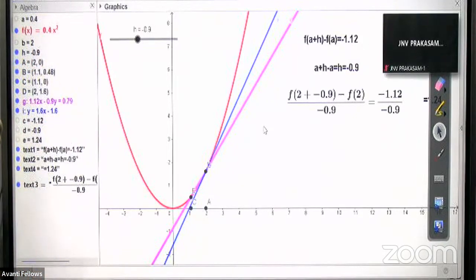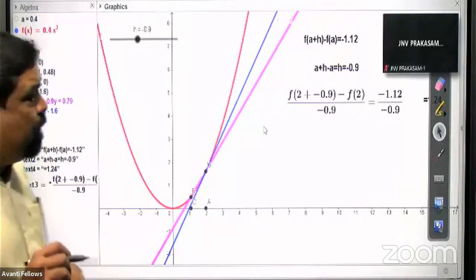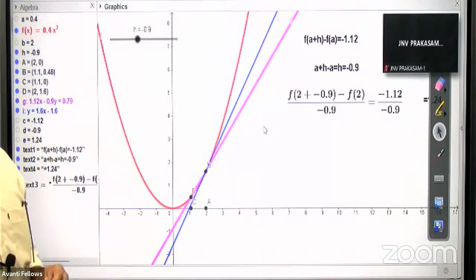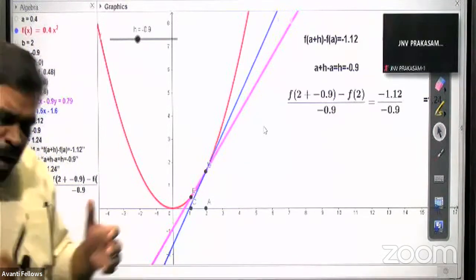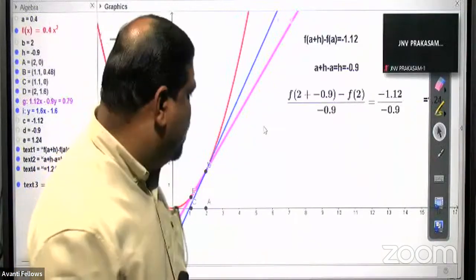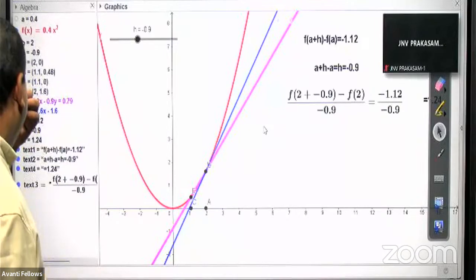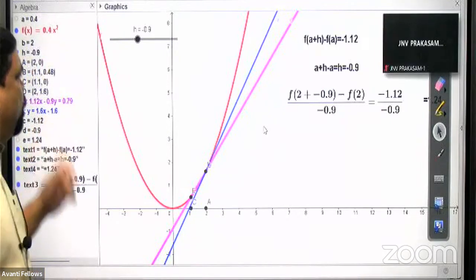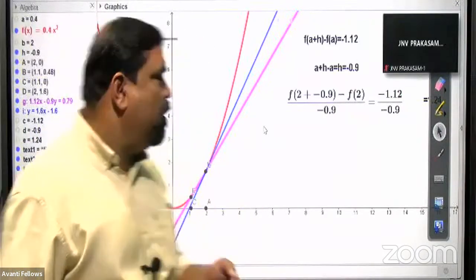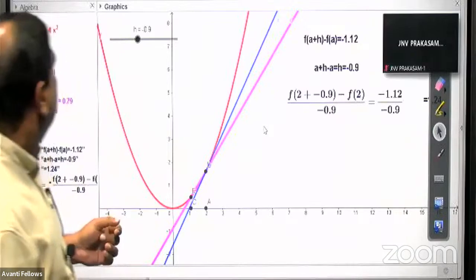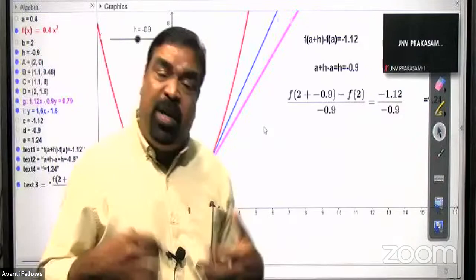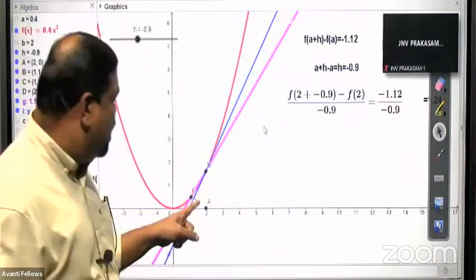Now I am going to find the derivative of this function at the point 2. All of you know how to find the derivative of any function. You can also evaluate the value directly in your mind. The function is 0.4 x square, so the derivative must be 2 into 0.4, that is 0.8, at the point 2.